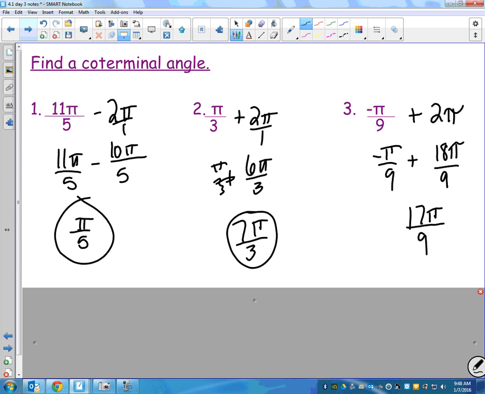And then again, if you didn't add 2 pi, if you added 4 pi, or if you subtracted what I added, you might have a different answer. But those are all correct answers if you're adding or subtracting correctly.